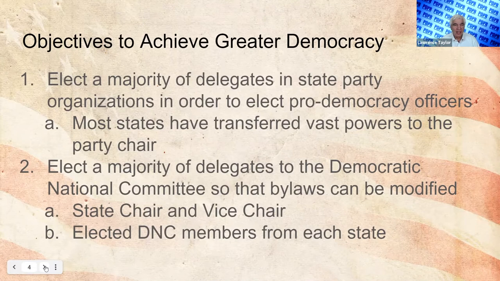In addition to cleaning up the state parties, then we need to elect the majority of delegates to the Democratic National Committee so that the bylaws can be modified. And also Selena told us what the numbers are for getting that done, and she demonstrated that it's eminently achievable. And so what we need to do is elect the DNC members from each state. Now, these are four-year terms, and so it is going to be a while before most of them will be reelected. But, you know, none of this happens overnight, and as long as we plan for it, we can prevail.